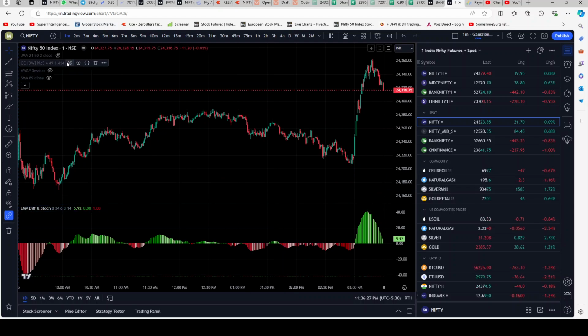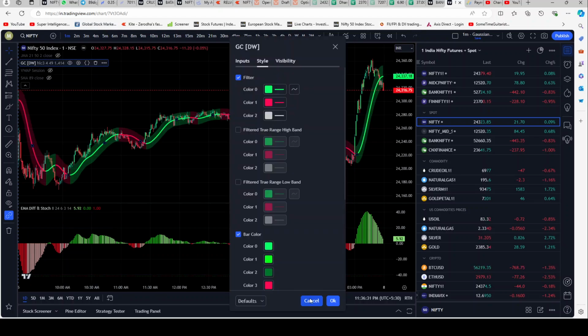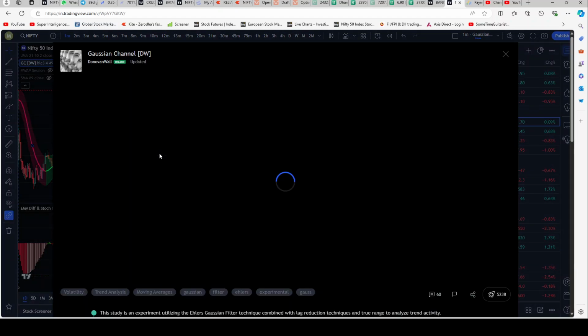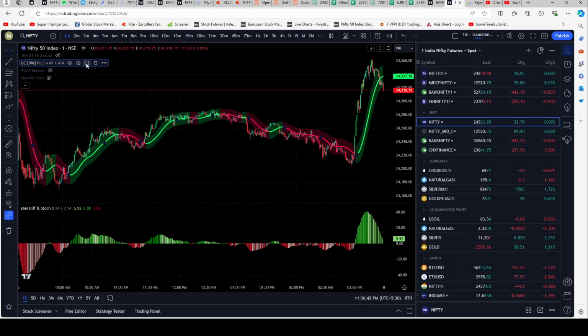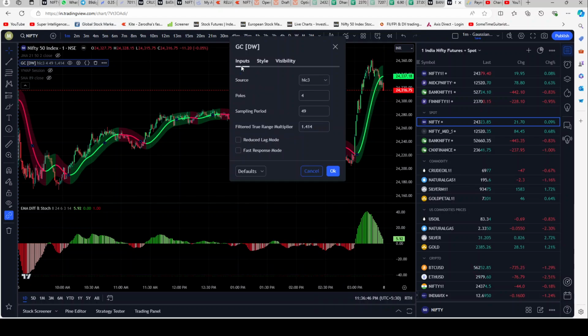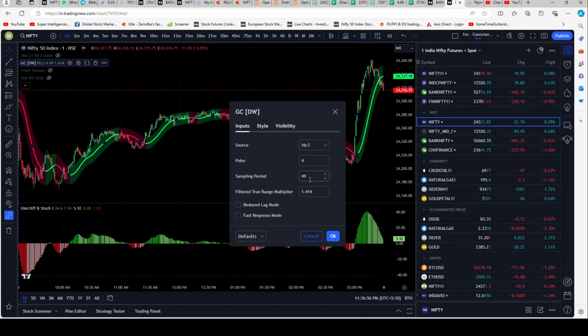On top, I was using something called a Gaussian channel. It looks something like this. I'll show you my settings also in a while. It's called Gaussian channel, by Donovan Wall, and these are my settings. First of all, in the input, I don't recall the input in this. I think it was 144. Let me just reset and see. Yeah, it comes by default at 144. I moved that to 49.